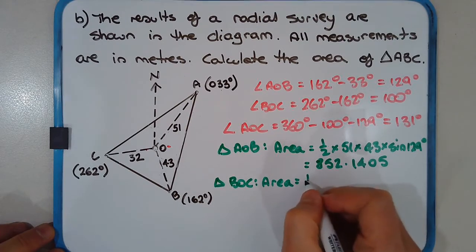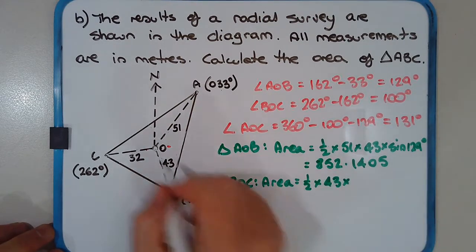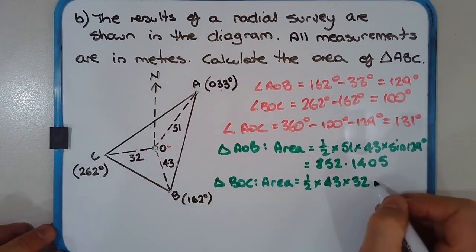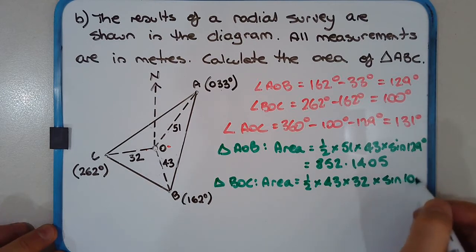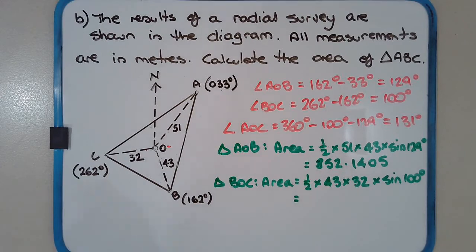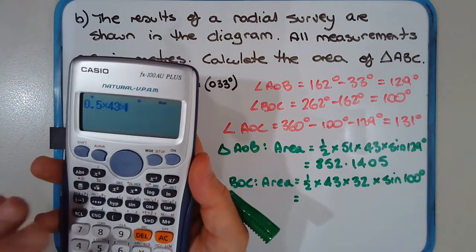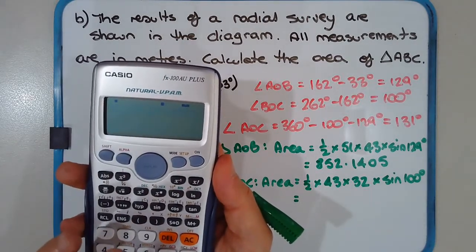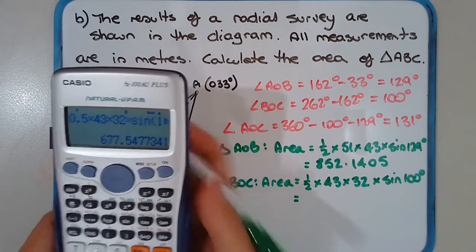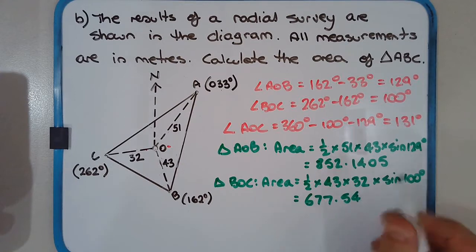Okay, again, half times 43 times 32 times sine of 100 degrees. Okay, so we'll work that one out as well. So half times 43 times 32 times sine of 100. Okay, and we get 677.5477.